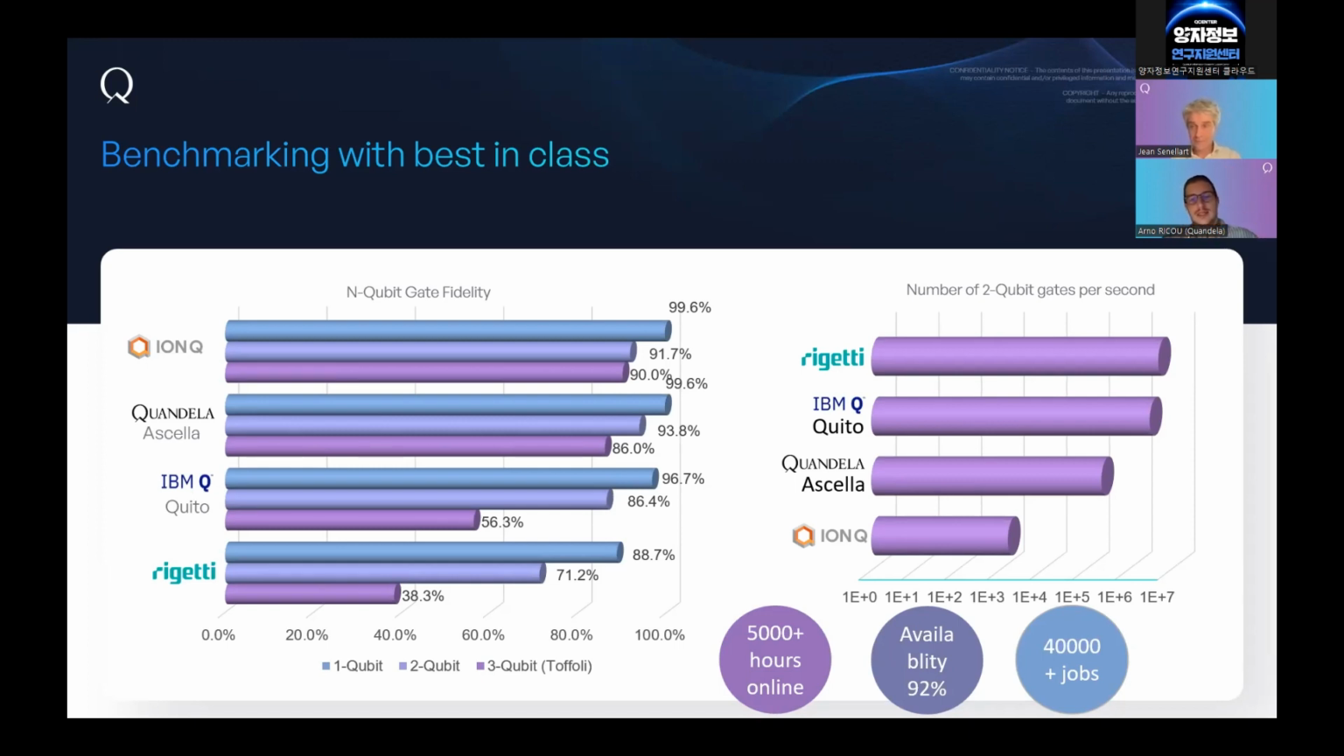Another really important statistic is that our quantum computer availability is above 90% over a 6-month period, which is huge compared to any other platform. So it's a really robust and reliable quantum computer that we have.